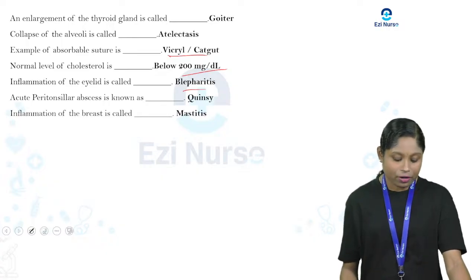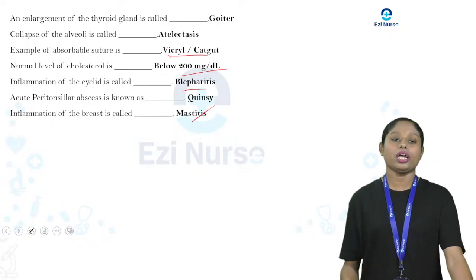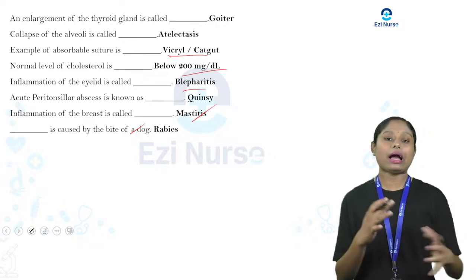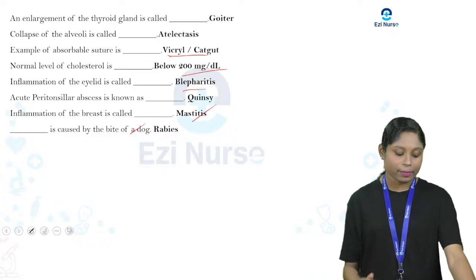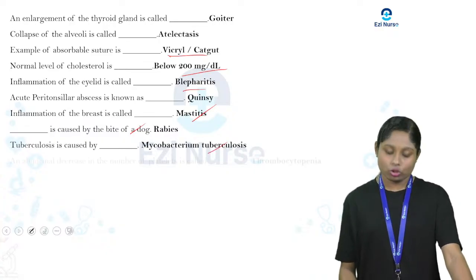Next word is inflammation of breast is called mastitis. So mastitis is a word for inflammation of breast. Dash is caused by the bite of dog. So what will happen with the bite of dog? That is rabies. Rabies is caused by the bite of dog. Tuberculosis is caused by Mycobacterium tuberculosis.